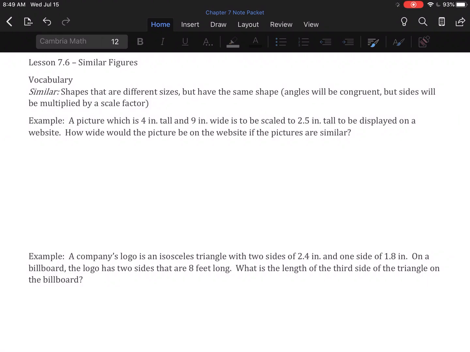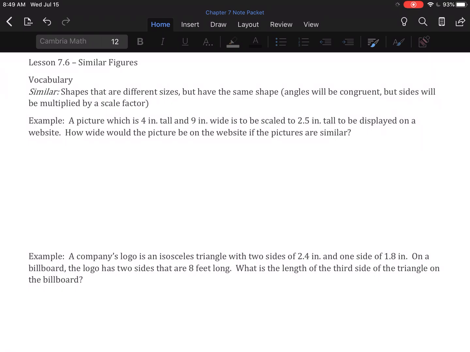Our next lesson is on similar figures, but really it's going to be all about writing your own proportions and solving. We have one vocabulary word: similar. Similar means shapes are different sizes but have the same shape, which means their angles are all the same from shape to shape, but the sides will be multiplied by a scale factor.